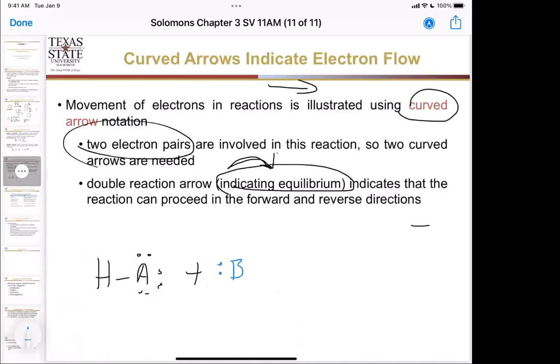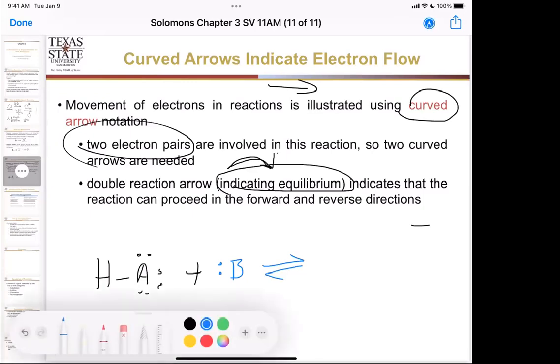And we're going to say that goes. And then we're going to say, because acids and bases sometimes will react with equilibrium, so I'm going to tell you there's an equilibrium here. It's going to go back and forth. But now we have to use those curved arrows to show what's happening.